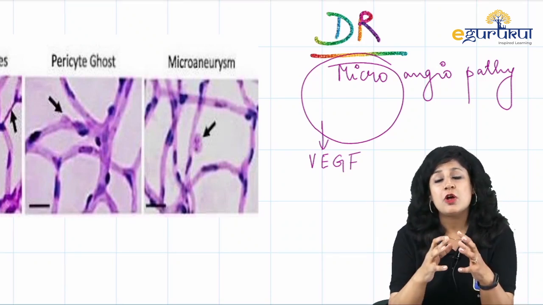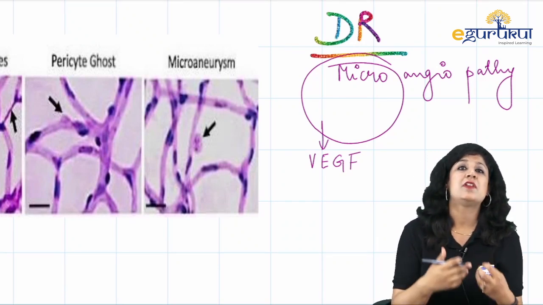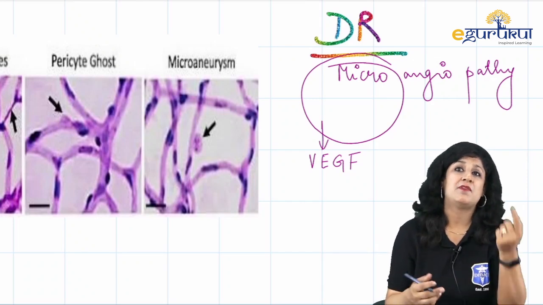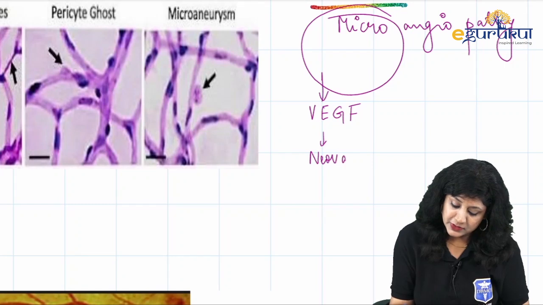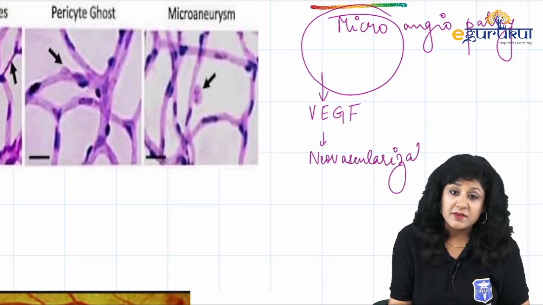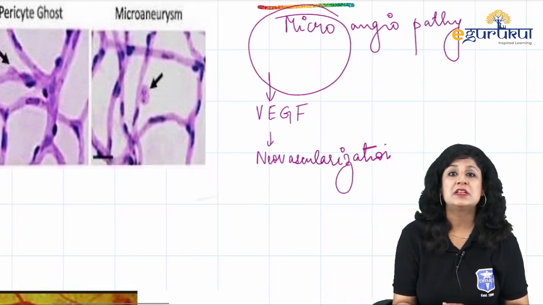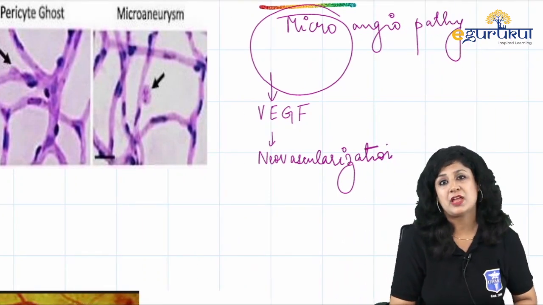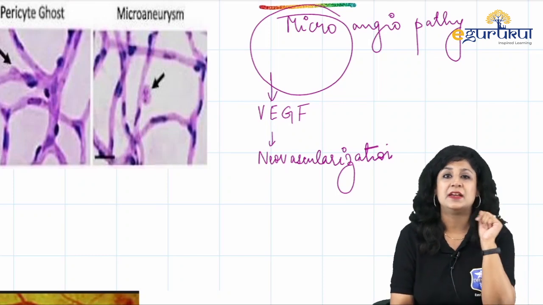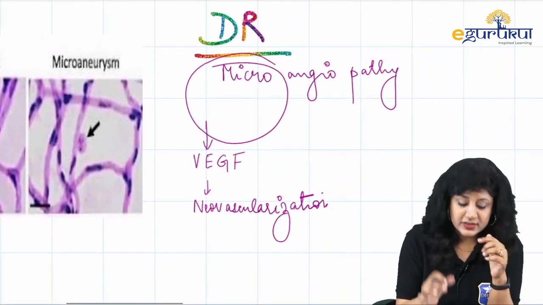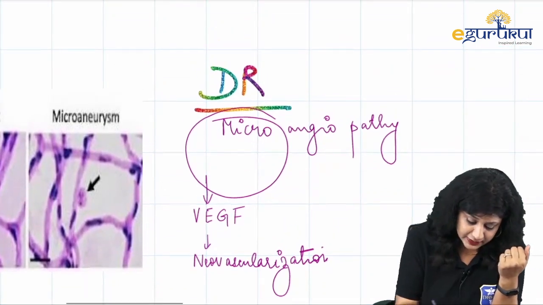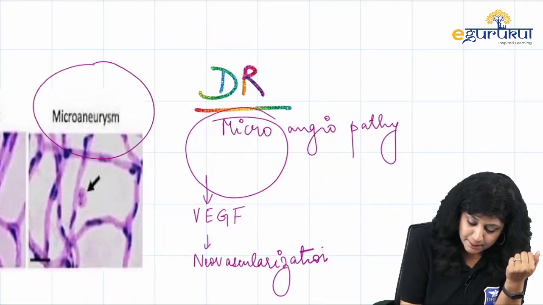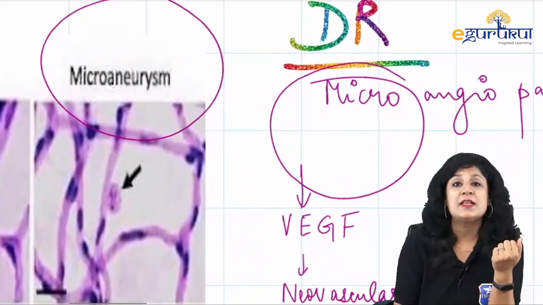So when it is causing maximum ischemia, that will release maximum VEGF, and when we have maximum VEGF, we will have maximum neovascularization. Okay, that is why neovascularization is actually the hallmark feature of diabetic retinopathy, especially in the PDR form. Now, what is the first change that we get? The earliest change that we get in diabetic retinopathy is actually a microaneurysm. What is a microaneurysm?